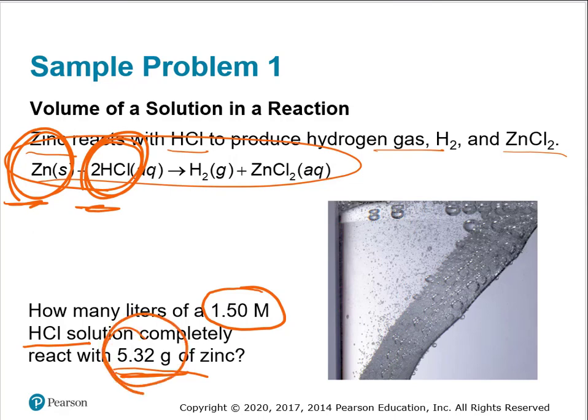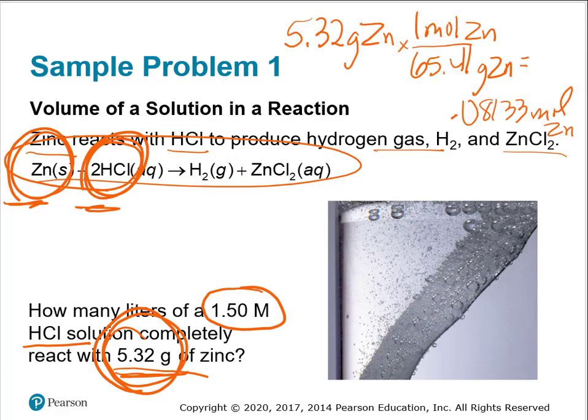We're going to start with, the first thing I notice, grams of zinc. Anytime we're given grams of something, we need to get to moles of it. So let's look at the periodic table and figure out the molar mass of zinc. Step 1, I went from grams of zinc to moles of zinc using the molar mass. So I got 0.08133 moles of zinc.